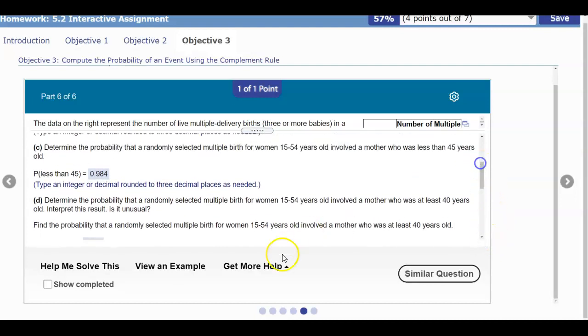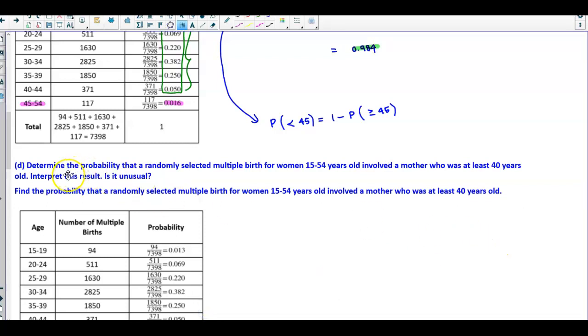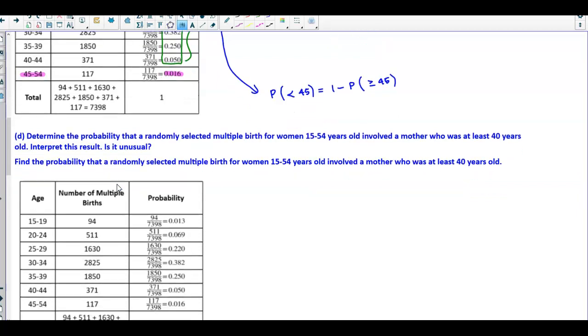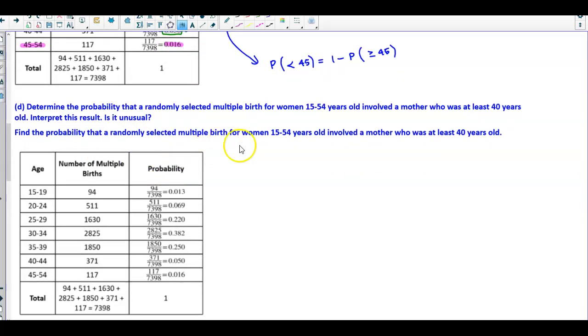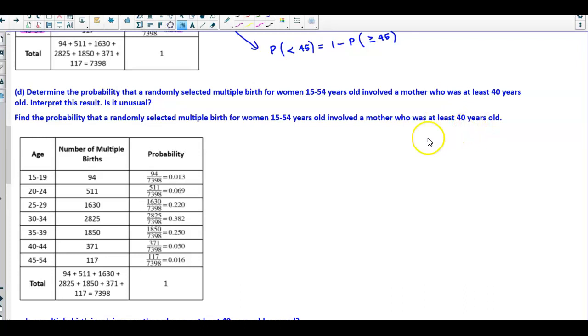Now let's take a look at part D. Part D says, determine the probability that a randomly selected multiple birth for women 15 to 54 years old involved a mother who was at least 40 years old. We want to interpret this result, and then, is it unusual? So we have to find the probability that a randomly selected multiple birth for women 15 to 54 years old involved a mother who was at least 40 years old. Now, at least means anything that is greater than 40 or equal to 40.